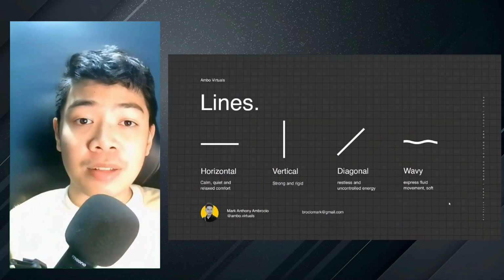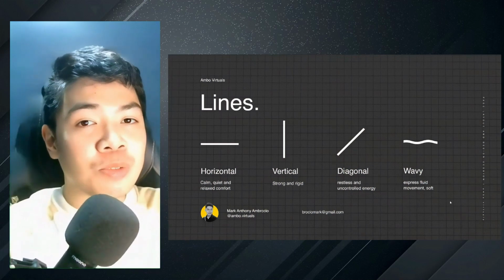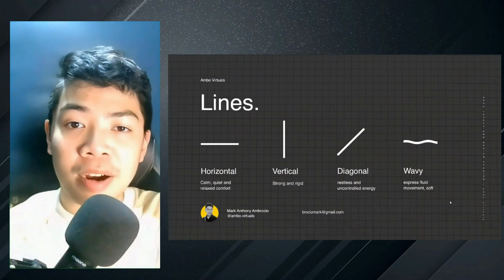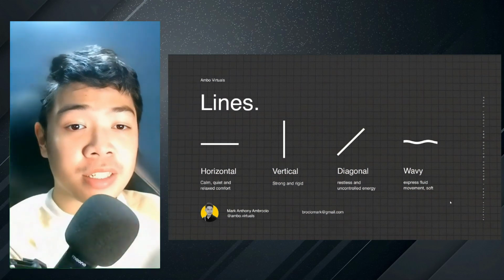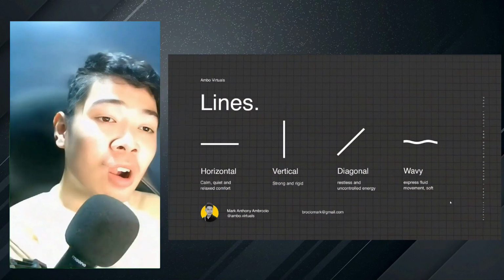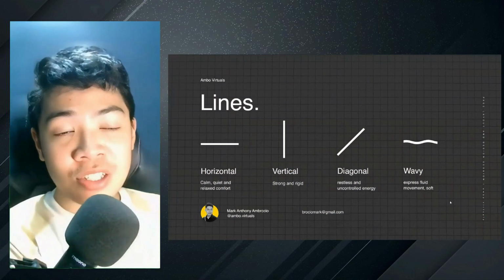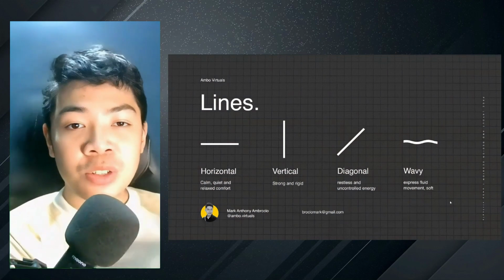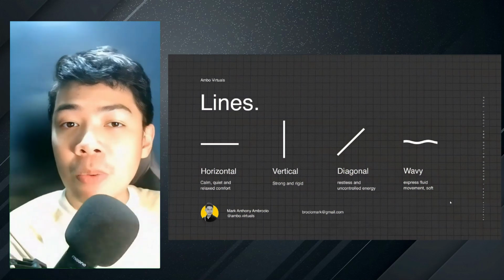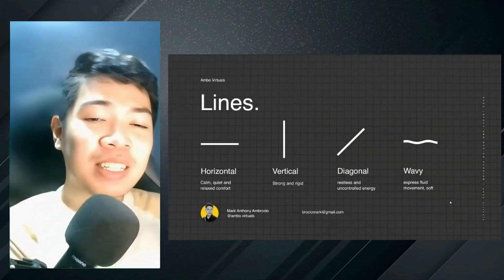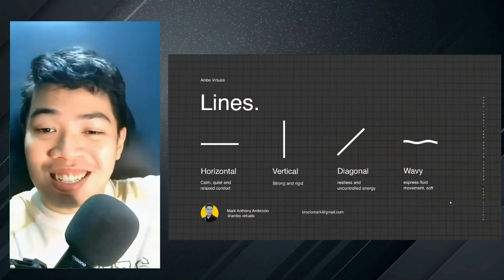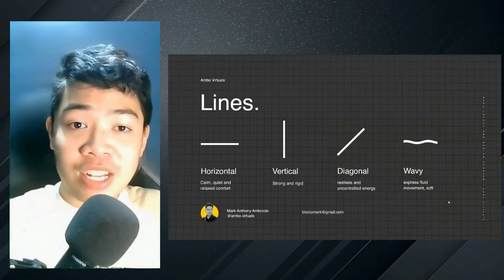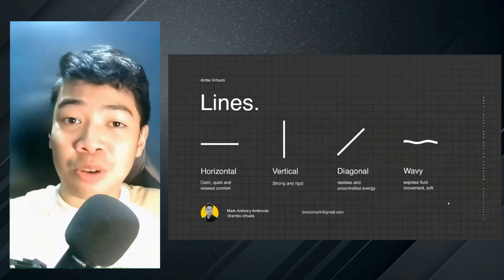Next is the vertical line. Unlike its horizontal counterpart, the vertical line symbolizes strength and stability. So, from horizontal, defining it as relaxed comfort, the vertical means strength, means rigidness. It evokes feelings of height, power, and loftiness. Imagine towering skyscrapers reaching towards the sky, or the proud stance of a tall tree. Vertical lines command attention and convey a sense of dignity and authority.